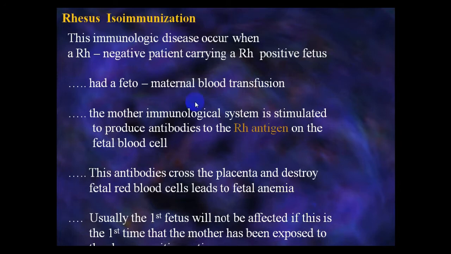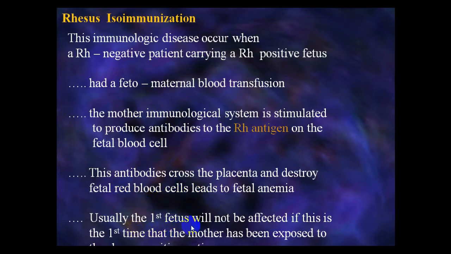Meaning the mother is Rh negative and the fetus is Rh positive. This is called Rh isoimmunization. After a feto-maternal blood transfusion, the mother's immunological system is stimulated to produce antibodies to the Rh antigen on the fetal blood cells. These antibodies cross the placenta and destroy the fetal RBCs, leading to fetal anemia.